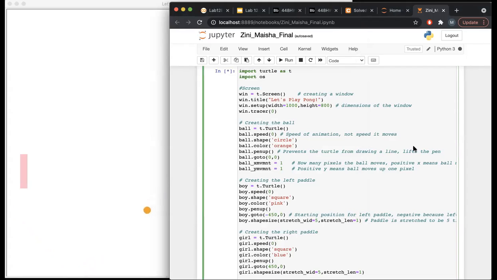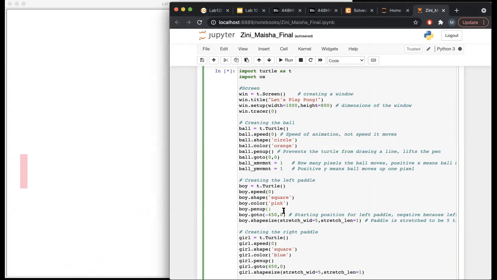And I created two variables, X movement and Y movement, to define how many pixels the ball moves at. Given that both are 1, this means that the ball moves to the right by 1 unit and up 1 unit.